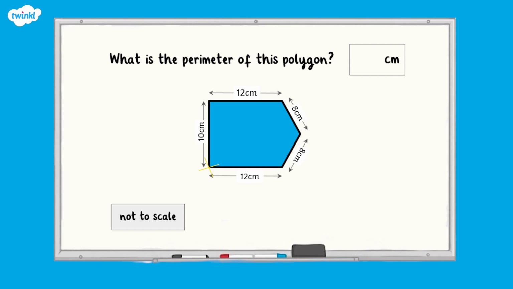You could also cross out each length as we write the calculation. We need to add together 10 and 12 and 8 and 8 and 12. 10 add 12 add 8 add 8 add 12 equals 50. So the perimeter of this polygon is 50 centimeters.